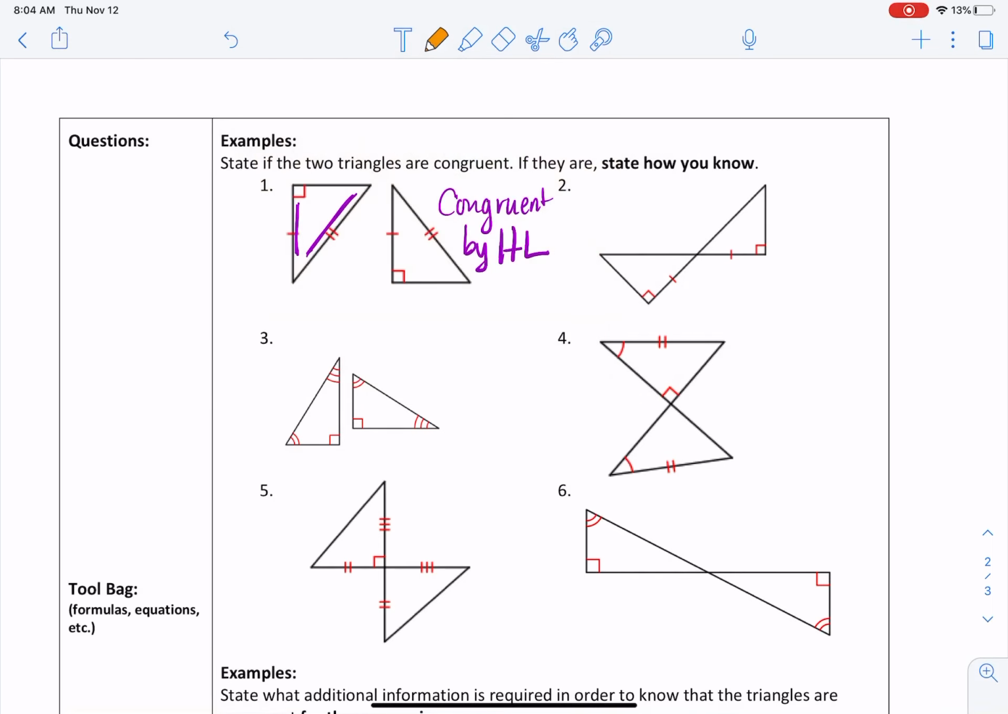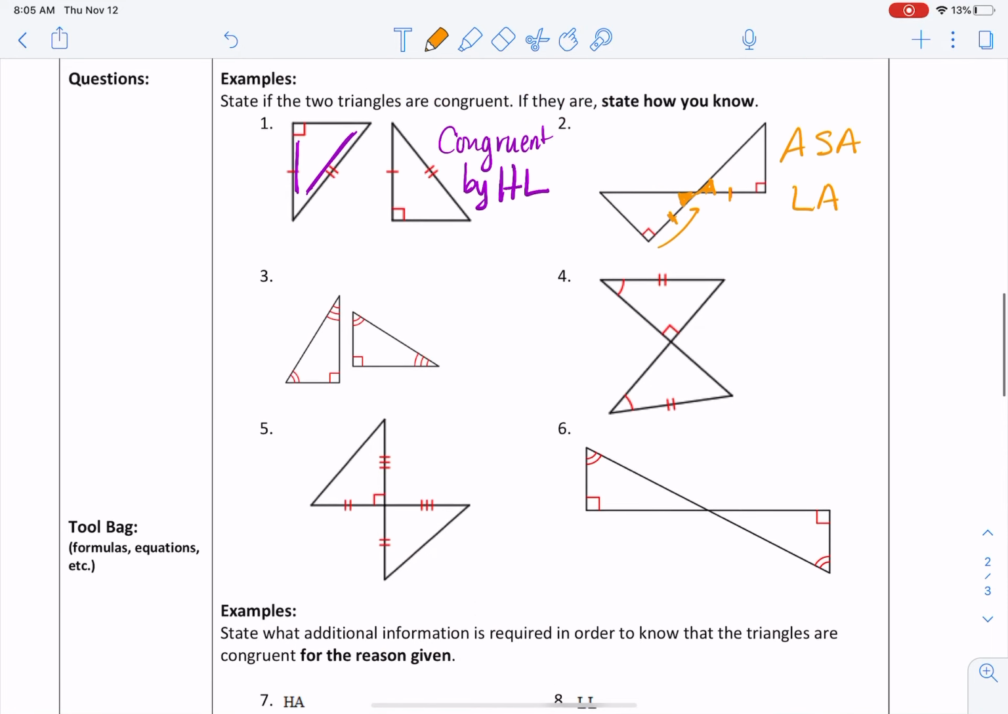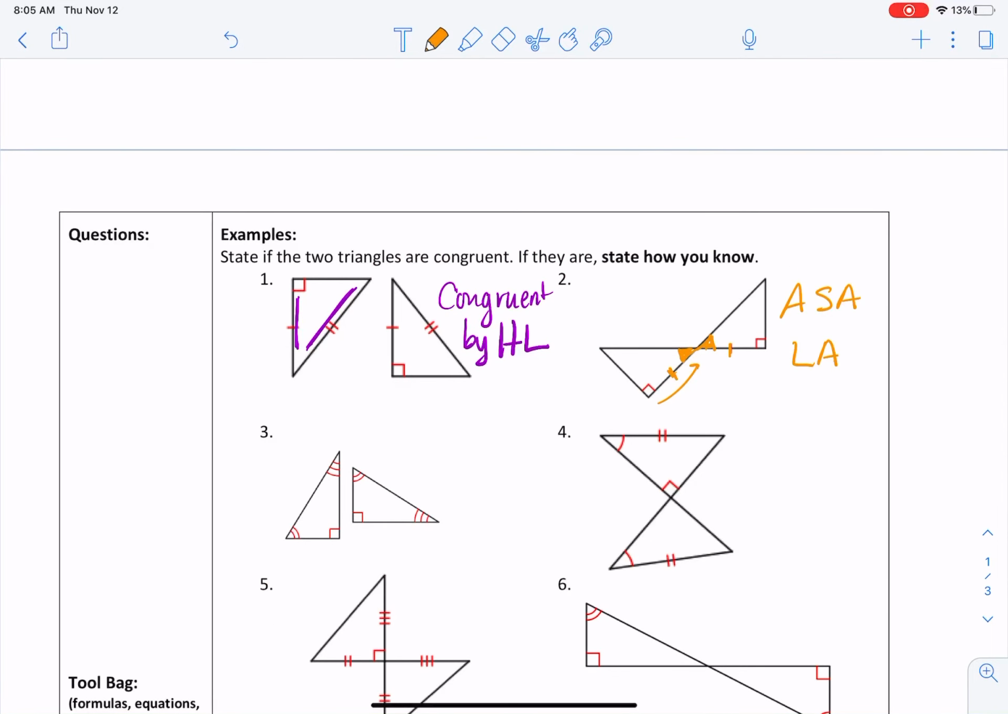For number 2, we're only told that one side is congruent besides our right angle. But because of our understanding of angle properties, I know that those two angles are vertical, which means that they are congruent. So now I have angle, side, angle, or I have leg, angle. So I can use either one, either leg angle or angle, side, angle.